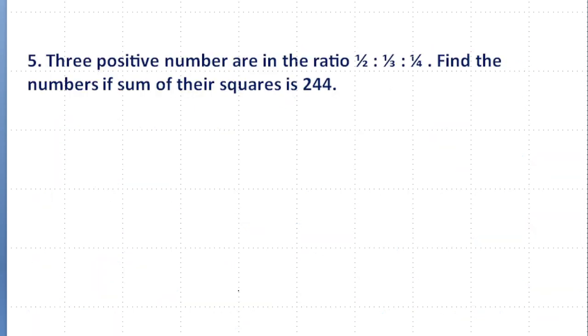Next problem, sorry. Read this question. This question is: three positive numbers are in the ratio 1/2, 1/3 and 1/4. Very simple. So what are the numbers now? Now the numbers are x/2 and x/3 and x/4. Now this is the first condition completed.